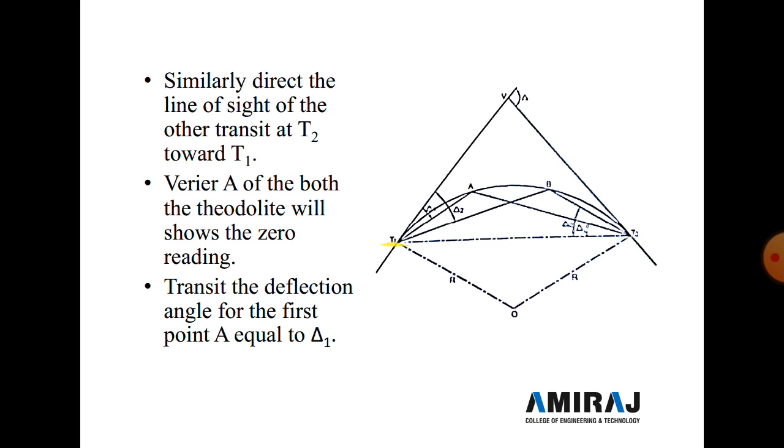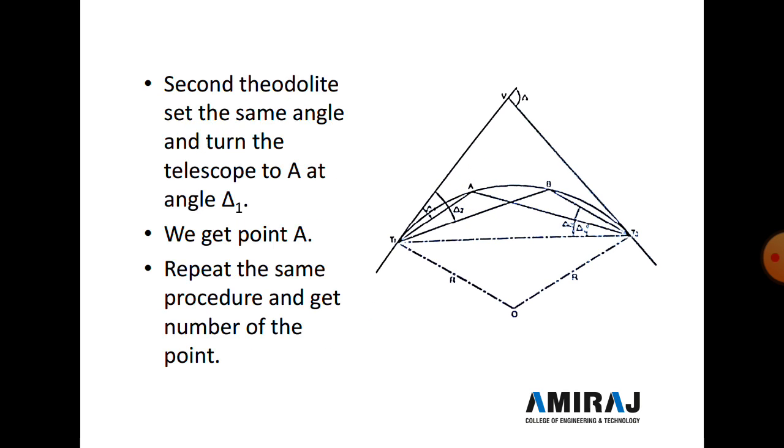Then vernier A of both theodolites shows the 0 0 reading. So the first theodolite bisects the V point and the second theodolite bisects the T1 point. Then set the deflection angle of the first point A. So here we take the deflection angle as, say, 10 degrees. So VT1A is equal to 10 degrees. Similarly, AT2T1 is also 10 degrees. So both the lines meet at a single point, the A point. Mark this point with a wooden peg or arrow.